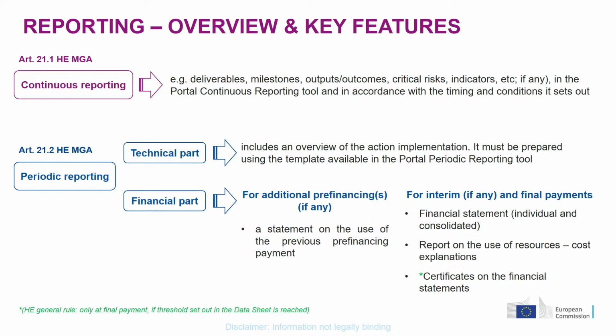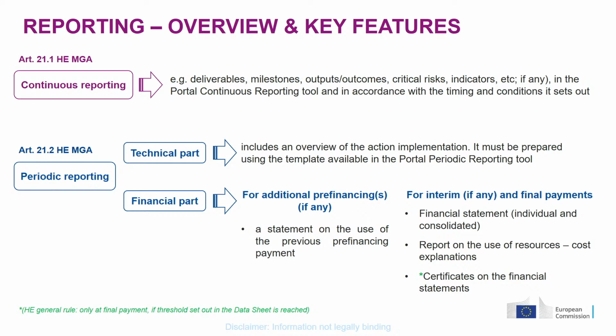If we start with the first one, continuous reporting, basically it's all about providing regular updates on certain elements about your project. By certain elements, I mean, for instance, your deliverables, the milestones of the project, the critical risks you have foreseen, or new critical risks coming, and also certain indicators or information which are really specific to an EU program.